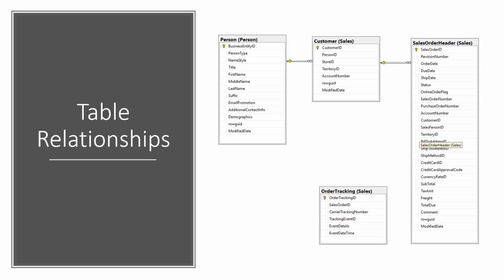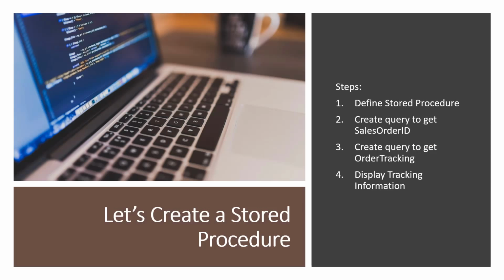Now let's look at the steps required to build our stored procedure. The steps we'll use today to create the stored procedure are first to define the stored procedure object within the database. We'll then create a query to get the sales order ID. Then we'll create a query to obtain the order tracking information. And then lastly, we're going to display the tracking information. So now I'm going to go into Management Studio, and there we'll go through these steps and show you how this is done.